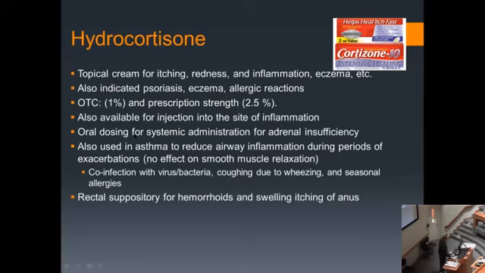For asthmatic patients, and so the lung component, glucocorticoids as a group, particularly hydrocortisone, can reduce airway inflammation during periods where the asthma is exacerbated or made worse in an acute phase. We'll talk about that in a couple hours. There are co-infections with viruses and bacteria, patients that are coughing, wheezing, and seasonal allergies. This can also be helpful. Hydrocortisone can also be used as a rectal suppository for hemorrhoids due to swelling and itching of the anus. So there are tons of different indications for hydrocortisone.